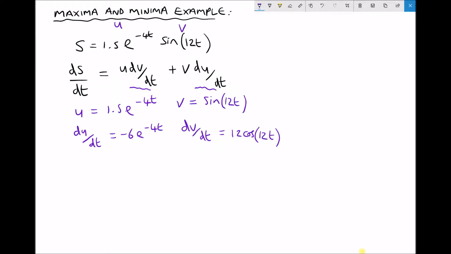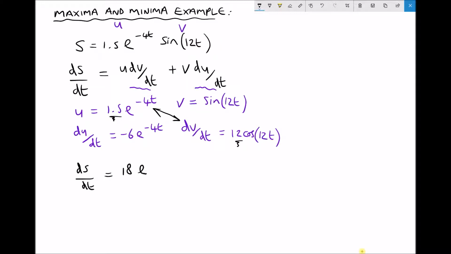Note that sine differentiates to cos. Okay, so now we can bring that together because we have ds by dt equals u dv dt. So we're combining our u and our dv by dt. Note that the coefficient at the front of u is 1.5 and the coefficient at the front of dv by dt is 12. So in order to cut down on the number of steps, I'm going to combine those two coefficients. 1.5 times 12 is 18.